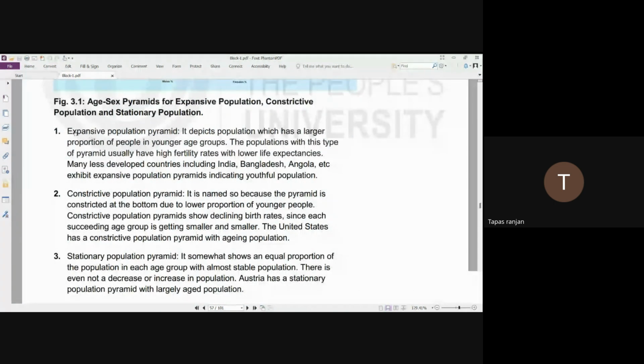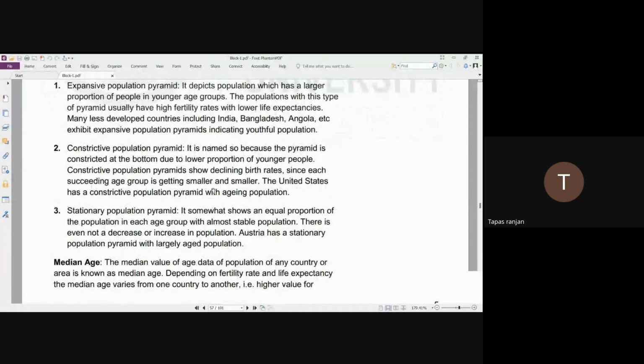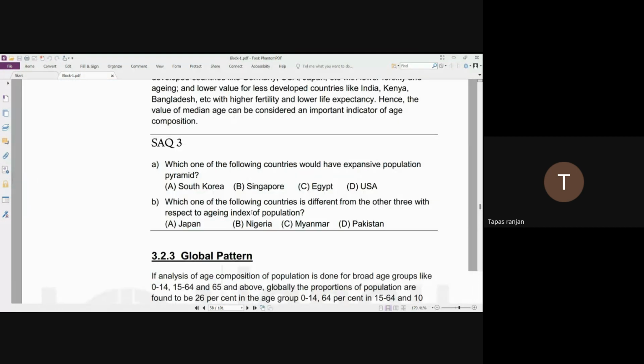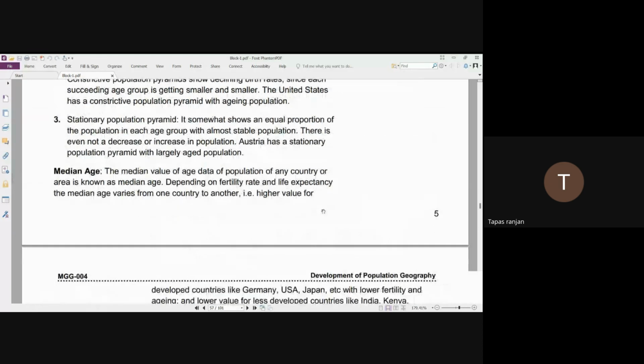so here you have expansive population, then constructive population pyramid, then stationary population pyramid. So based on the birth rate, fertility rate, and life expectancies and death rates, these kind of structures can be well defined. Okay, so median is nothing but the average age. Okay, so the median value of age data of population of any country or area is known as median age.